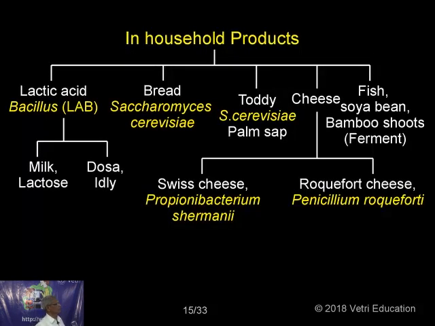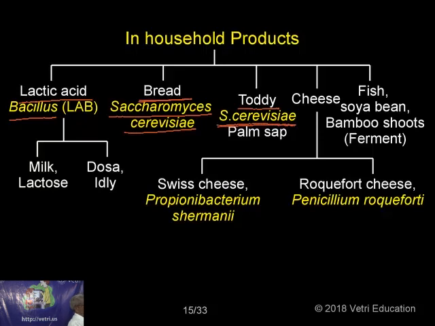So, in household products, what are the different microorganisms we are making use of? I have given a complete tabular column, which will help you to understand the things in a very easy way. Lactic acid bacterium, one typical bacterium coming under that category is called a bacillus. Then bread fermentation is taking place by Saccharomyces cerevisiae, that is yeast. Then toddy is made from Saccharomyces cerevisiae, the very same yeast which we are using for making the bread.